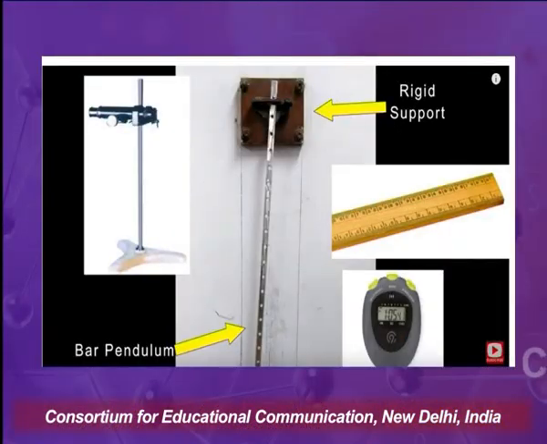Meter scale we need for the length measurement. If you want to measure any length, for that you need meter scale. And telescope also, with the help of telescope you can see the oscillations. And last but not least, I think the main important apparatus which you are using for bar pendulum is the stopwatch. Without a stopwatch you are not able to measure the time period. So stopwatch is necessary here.